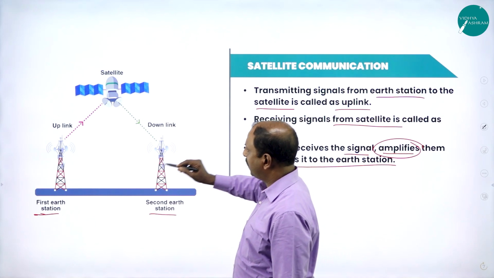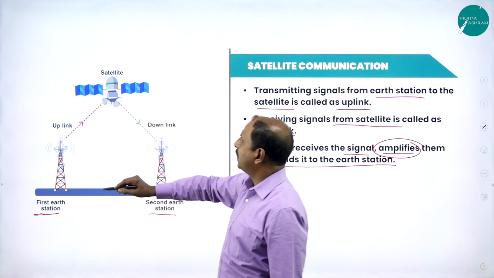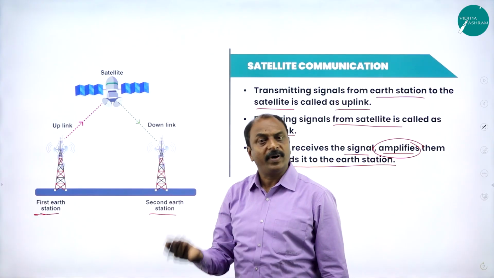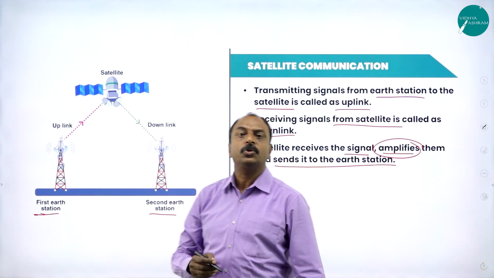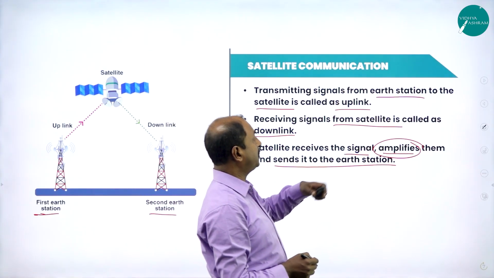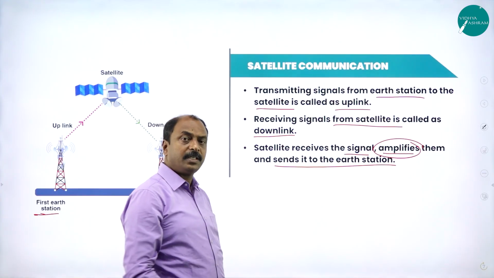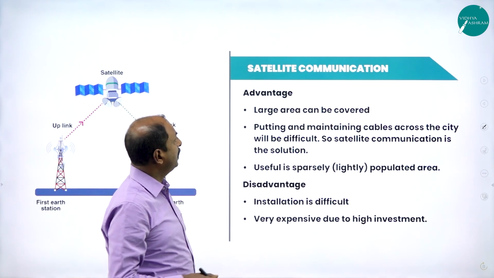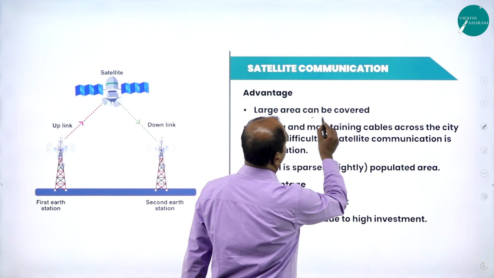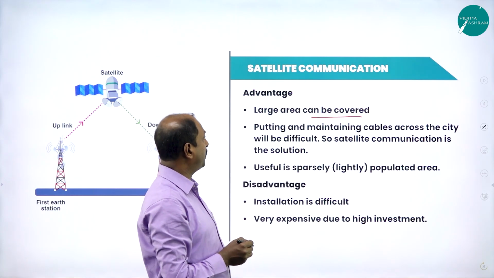So what is amplifying here? Any data in the form of a signal is transmitted to the satellite, and the satellite is going to amplify the signal, meaning it is going to boost the signal. Again, that will be sent to the receiver Earth station. This is how satellite communication functions. Now let us see the advantages of this. Here a large area can be covered; geographically larger areas can be covered with satellite communication.